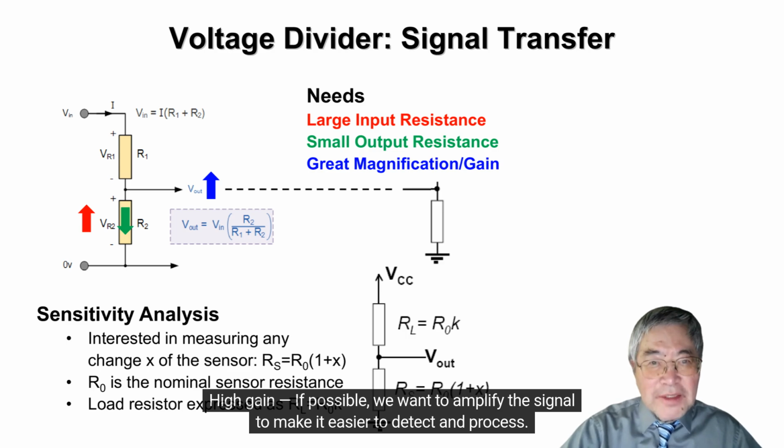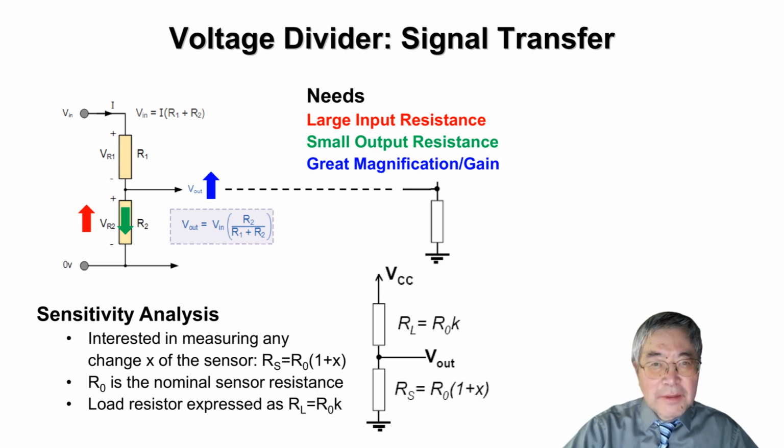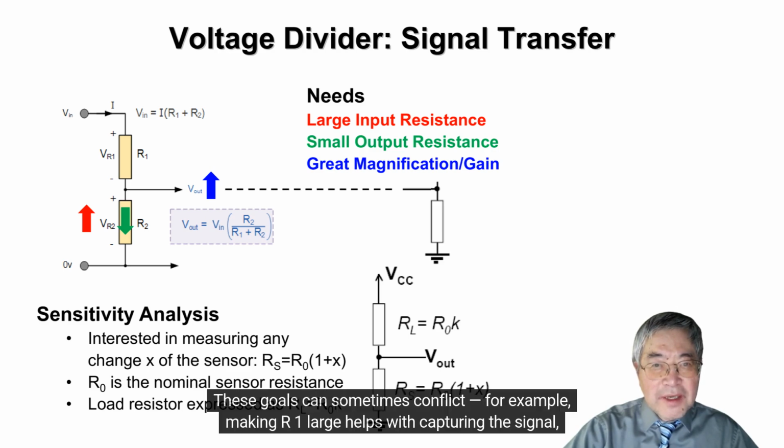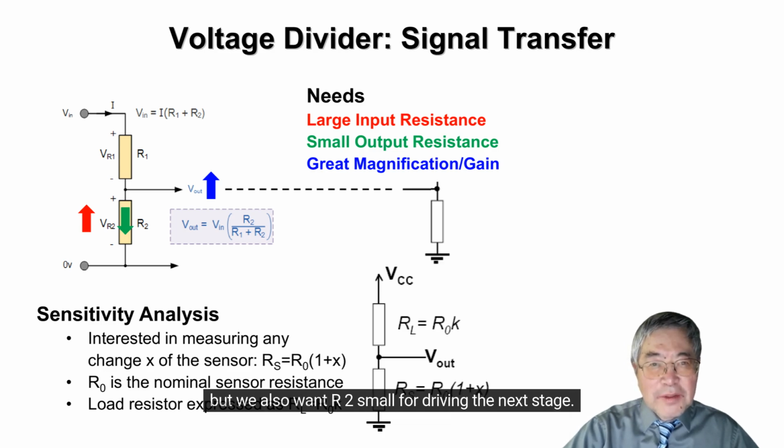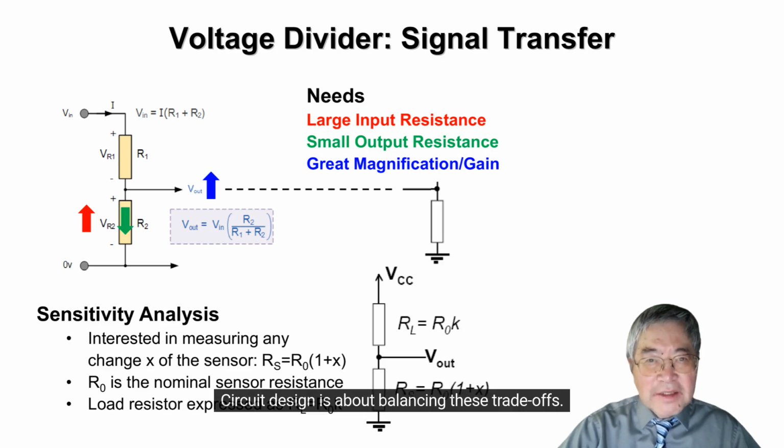If possible, we want to amplify the signal to make it easier to detect and process. These goals can sometimes conflict. For example, making R1 large helps with capturing the signal, but we also want R2 small for driving the next stage. Circuit design is about balancing these trade-offs.